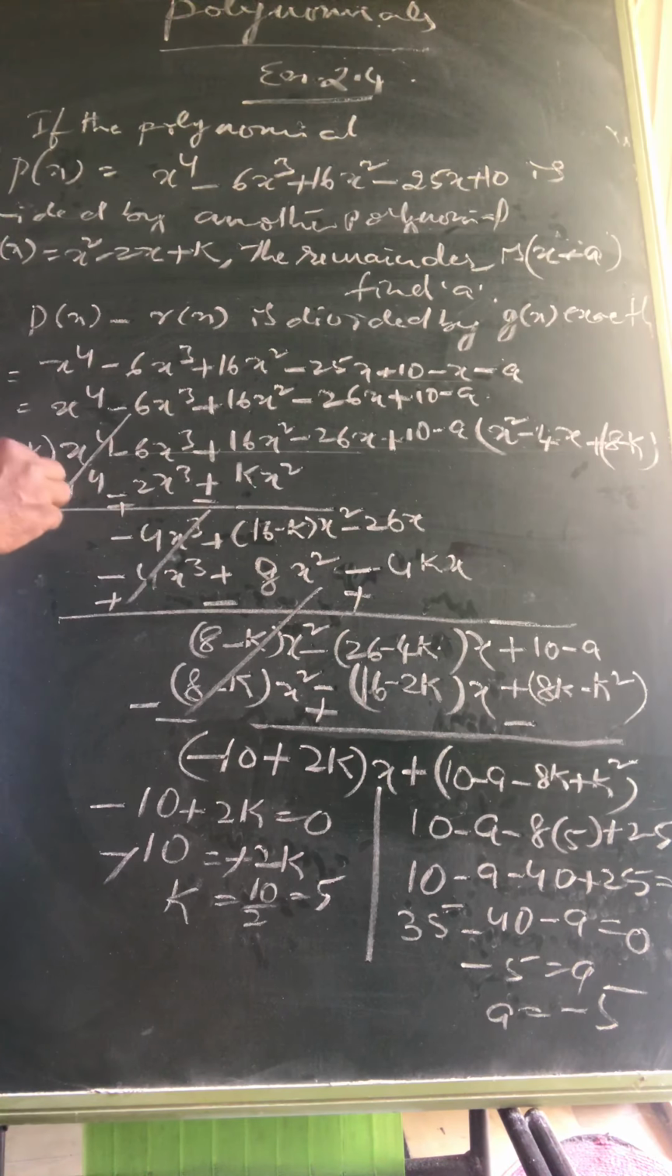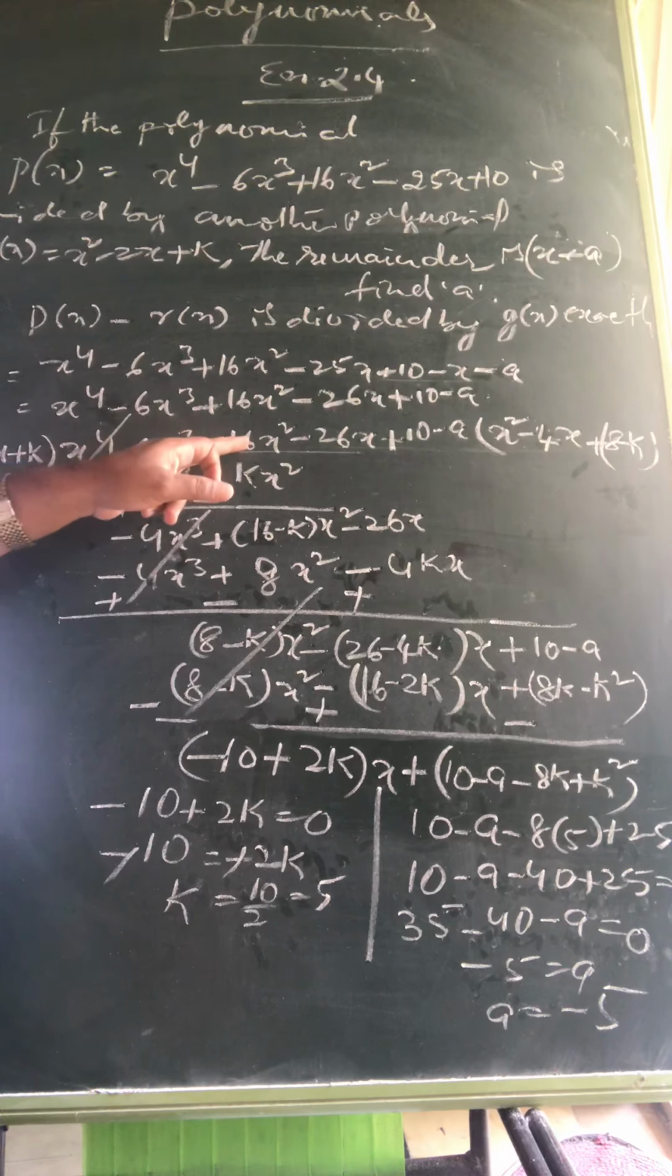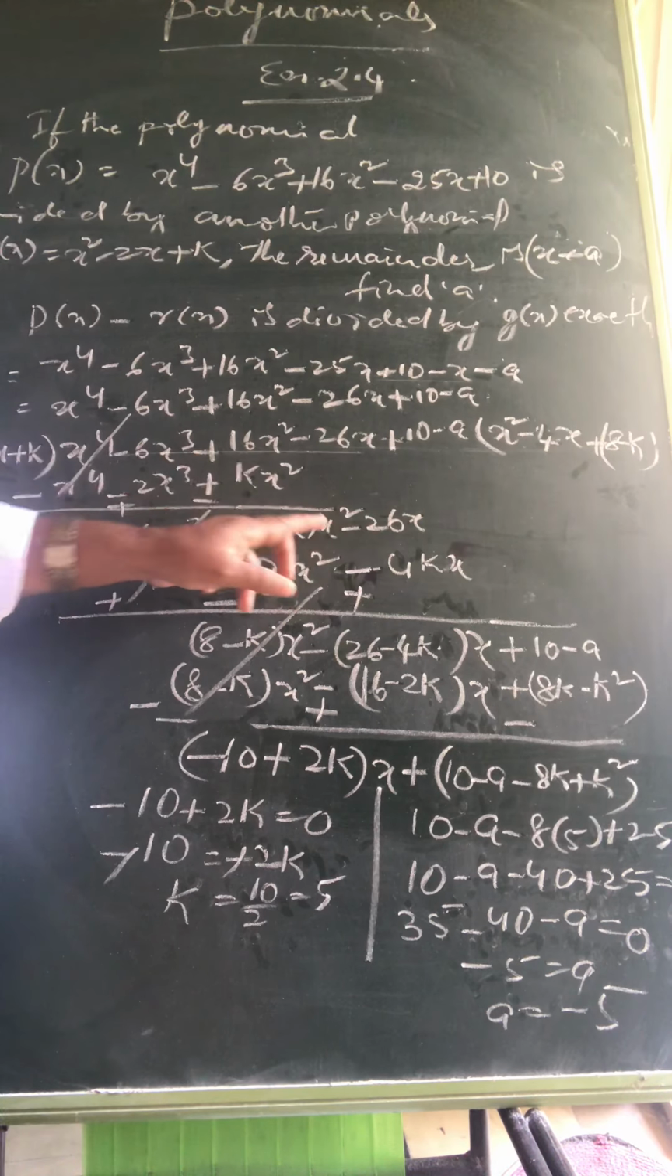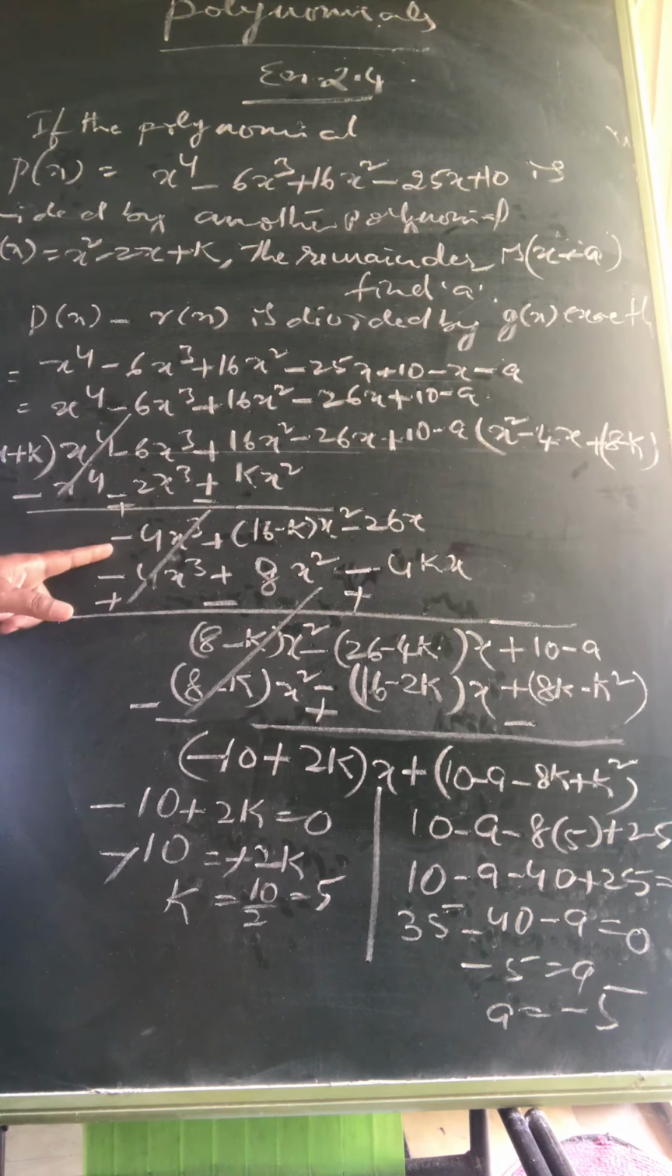In the subtraction, we change the symbols. Minus plus minus, it is cancelled. Minus 6x cube plus 2x cube is equal to minus 4x cube, plus 16x square minus kx square. Take x square as common, 16 minus k, and we get minus 26x. Now here what did you get? Minus 4x cube.